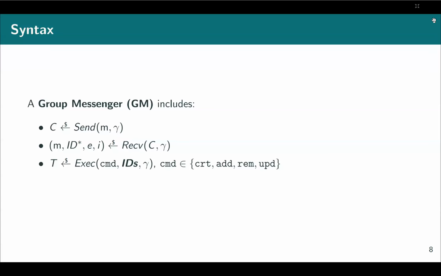And then we have algorithms for making group changes. The first one is a spec, which takes a command and a list of identities. So the command can be either create a group, add a new user, remove a user, or update a user's keys. And then it executes this change and outputs a control message. The control message is also broadcasted. And then we also need to process this control message. Simply output 0 or 1, whether we are set.